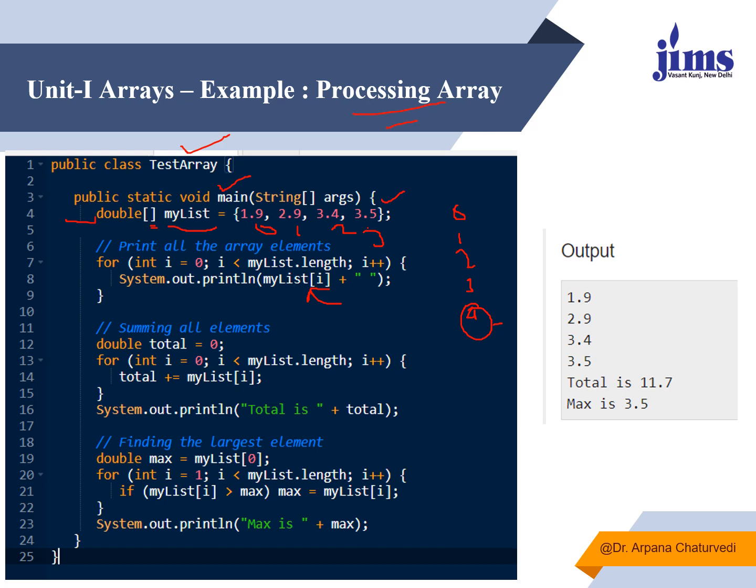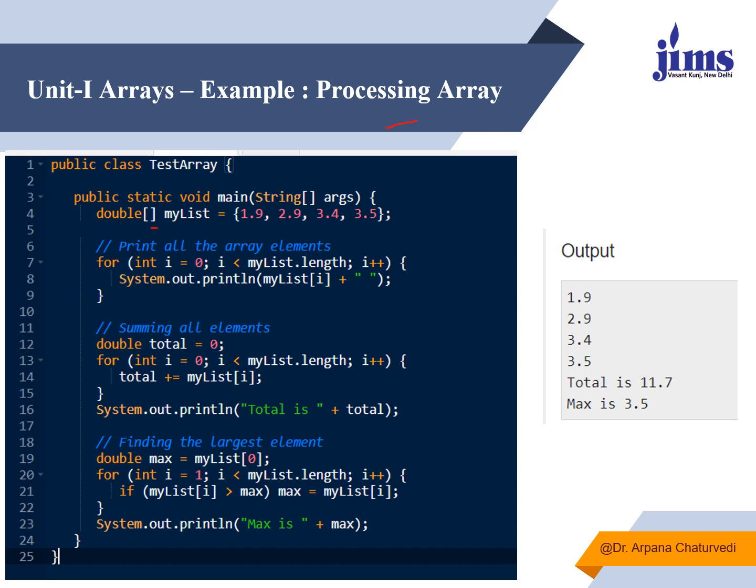Now I am summing up all the values to show you how we can process the elements which are lying within an array. For this I have taken one variable total, initialized its value as 0, because the additive identity is 0 only, and I have to sum up all the values which are lying in the array again and again, starting from 1.9, then 1.9 plus 2.9, then the sum should be added with 3.4, and all the changes are to be done within the array only.